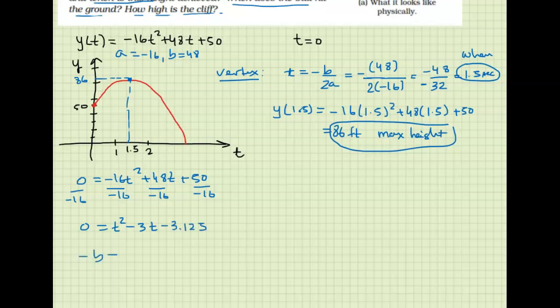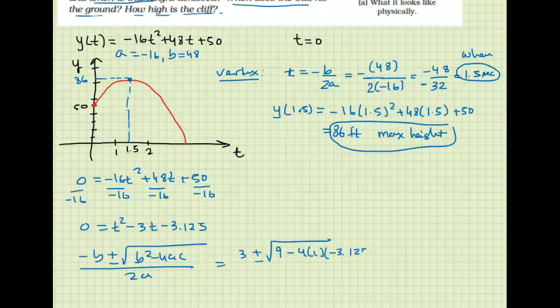Negative b plus or minus the square root of b squared minus 4ac, over 2a. We get 3 plus or minus the square root of 3 squared, which is 9, minus 4 times 1 times negative 3.125, divided by 2. I'm going to do the square root bit. Square root of 9 plus 4 times 3.125. 3 plus or minus 4.64 divided by 2.